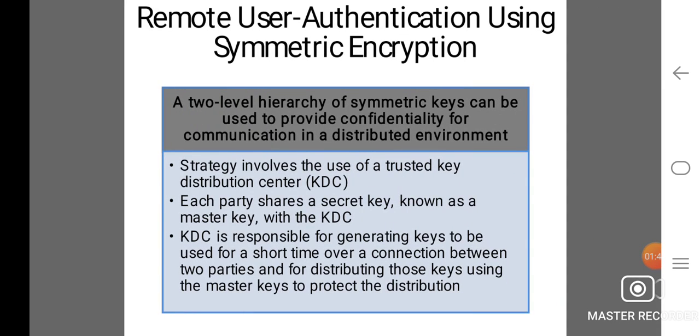Remote user authentication using symmetric encryption. A two-level hierarchy of symmetric keys can be used to provide confidentiality for communication in a distributed environment. The strategy involves the use of a trusted Key Distribution Center, KDC. Each party shares a secret key, known as a master key, with the KDC. The KDC is responsible for generating keys to be used for a short time over a connection between two parties, and for distributing those keys using the master keys to protect the distribution.